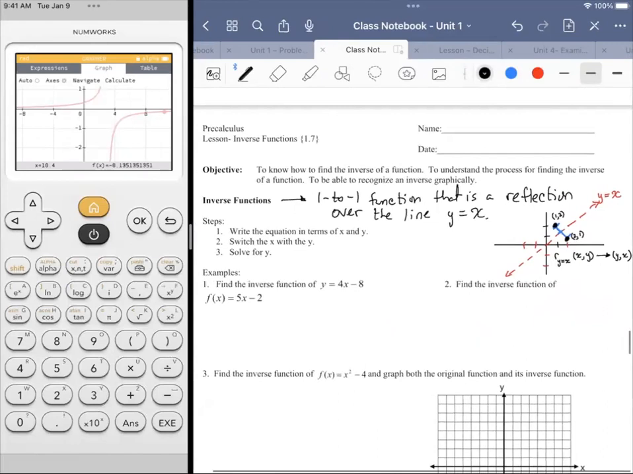So that's the justification for why we follow this technique. Write the equation in terms of x and y, switch the x with the y. If I'm looking for a reflection over the line y equals x, I don't have to do it point by point. I can do it variable by variable and then solve for y.